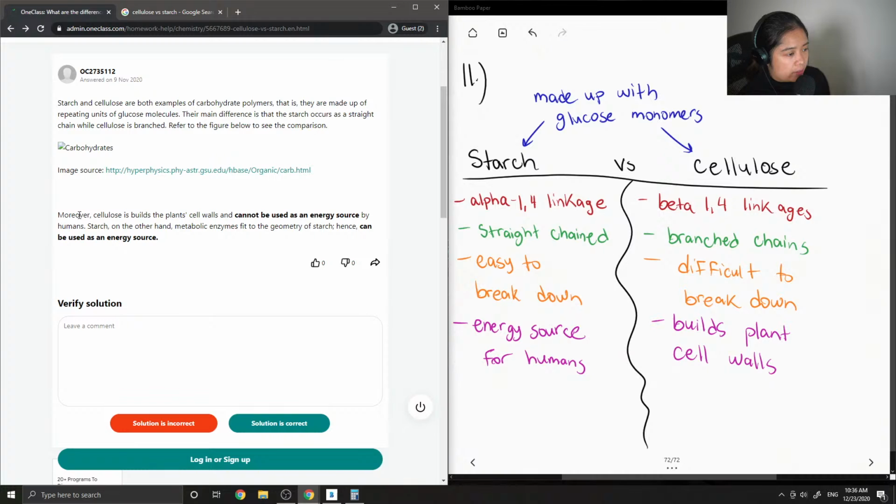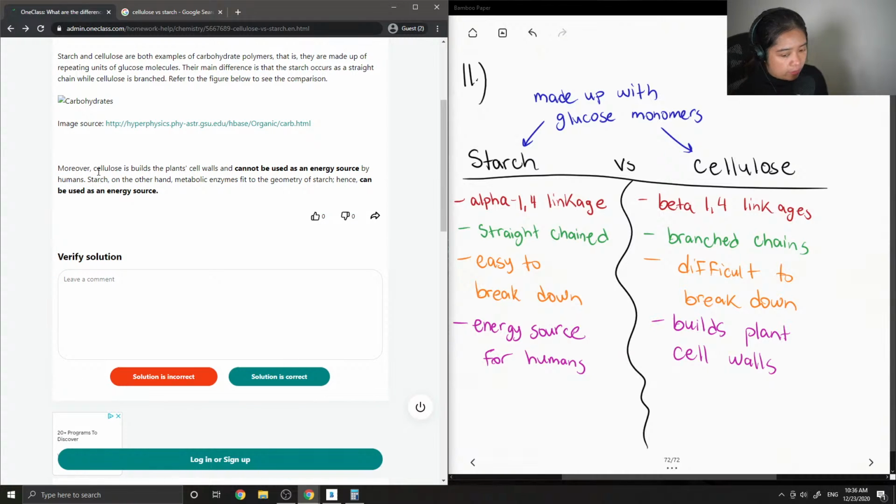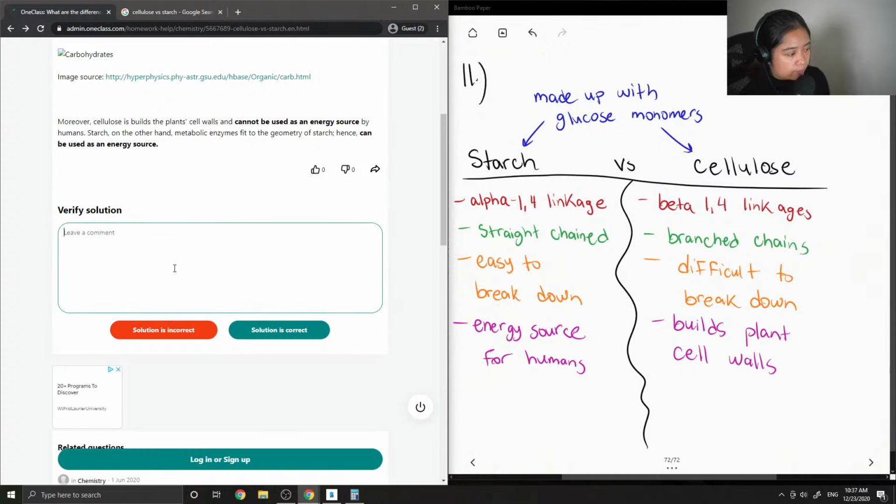The junior tutor also said, moreover, cellulose builds the plant cell walls and cannot be used as an energy source by humans. Starch, on the other hand, metabolic enzymes fit to the geometry of the starch, hence it can be used as an energy source. Okay, so the solution is correct. I'll also add some of my points as well.